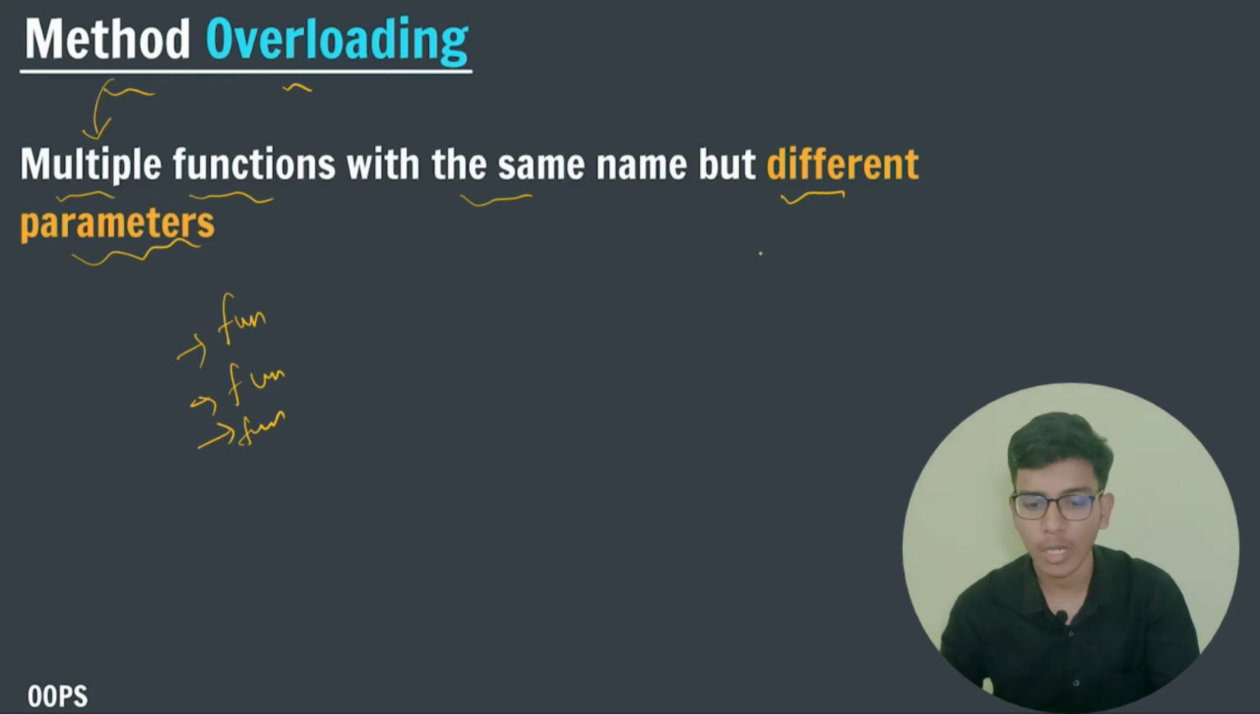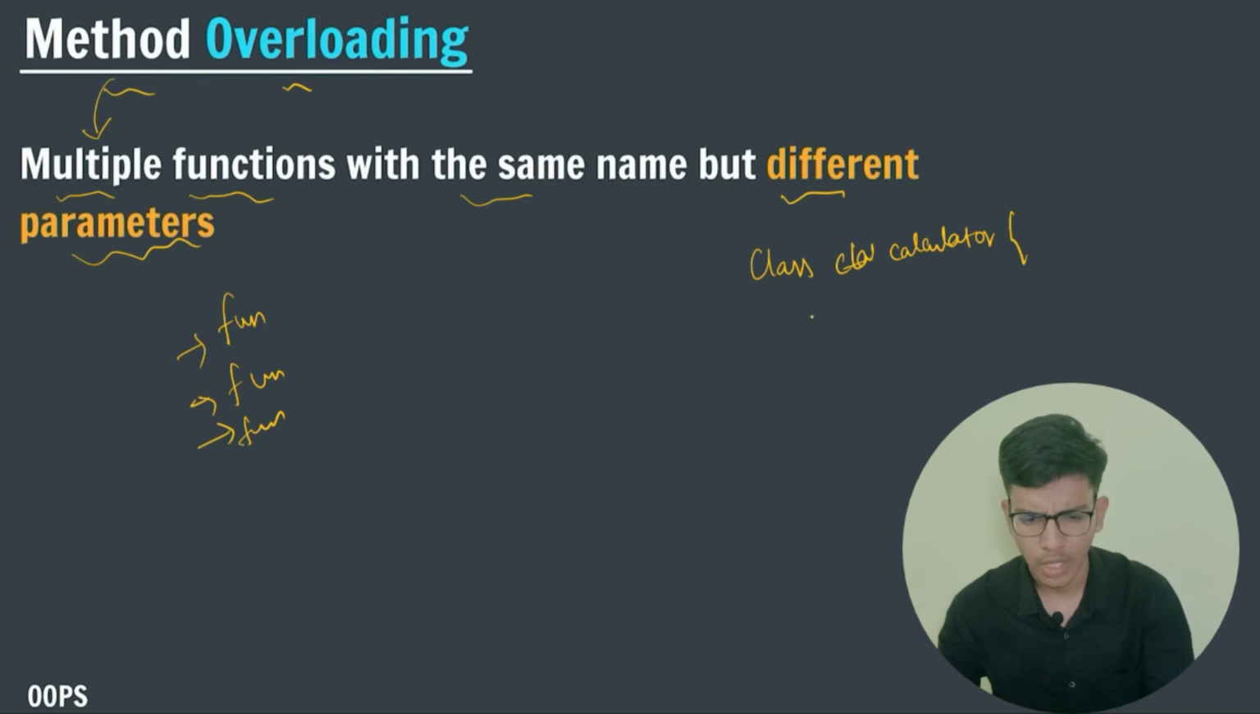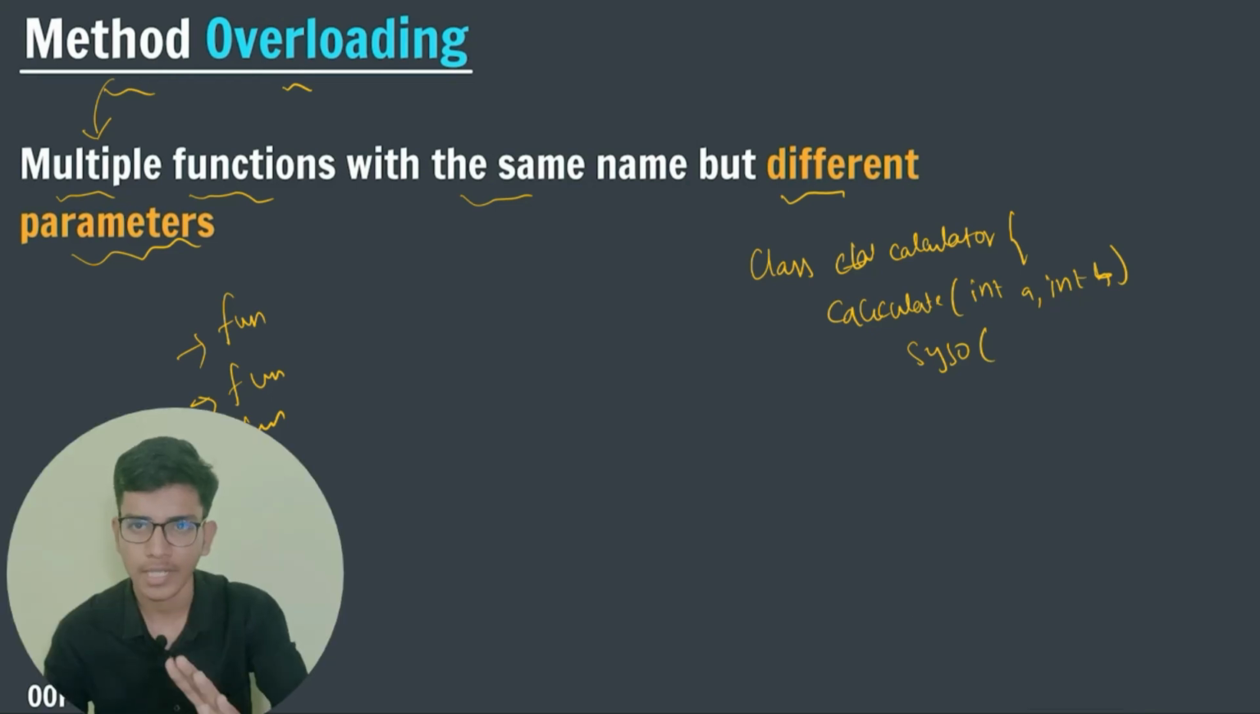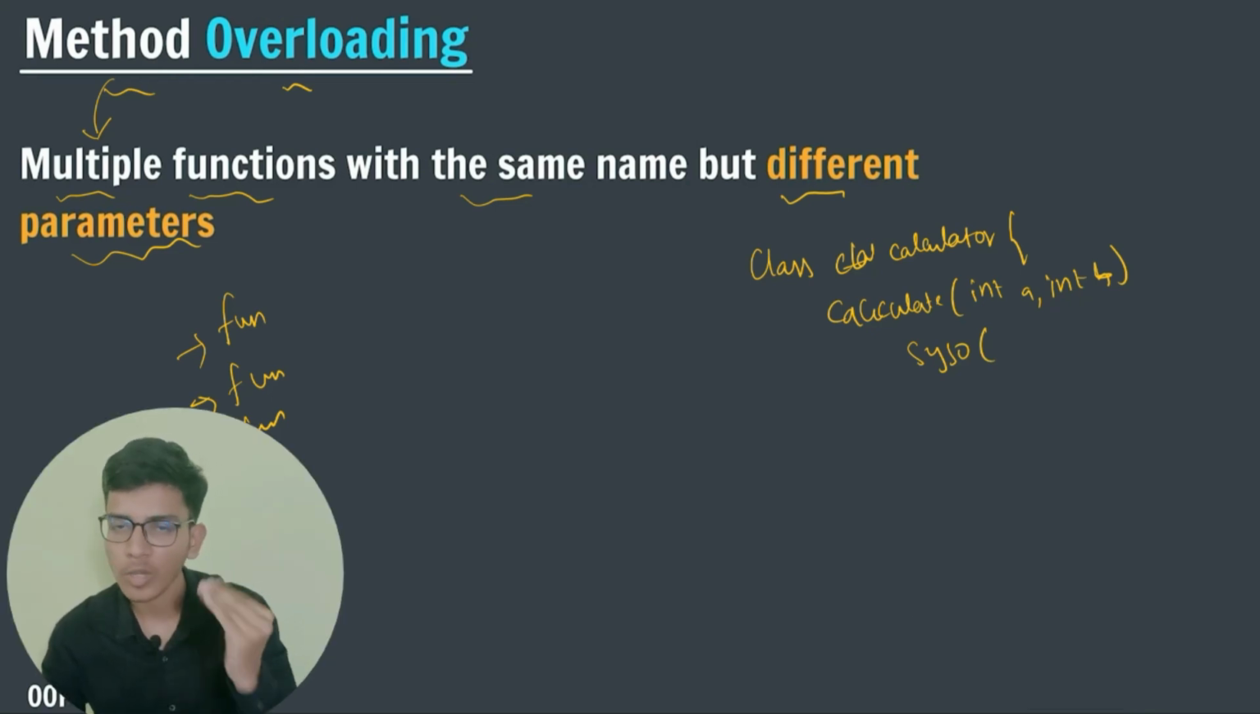Now let us take an example to understand that. Suppose I am creating my calculator class. First of all, addition. For calculating addition, I am creating a function called calculate. In this I am passing int a, after it int b, right? So this will calculate the sum of a plus b. Let us consider that this class will only calculate the sum of two numbers, right?